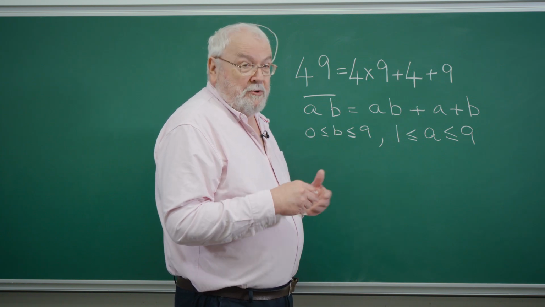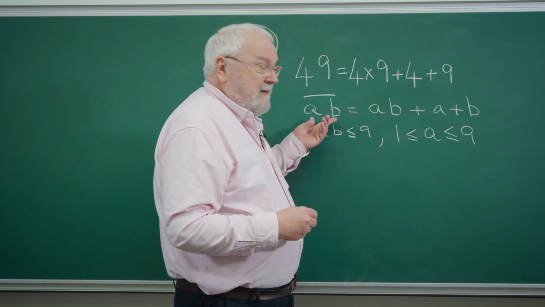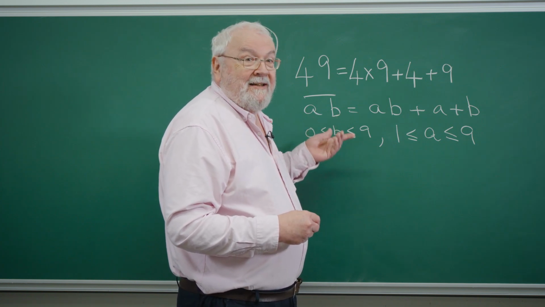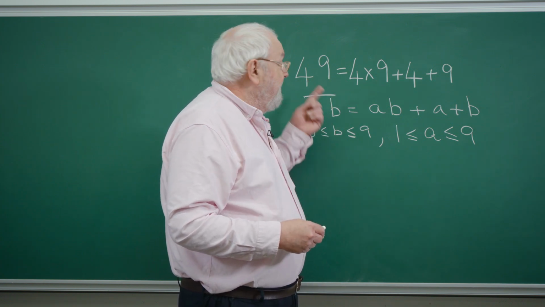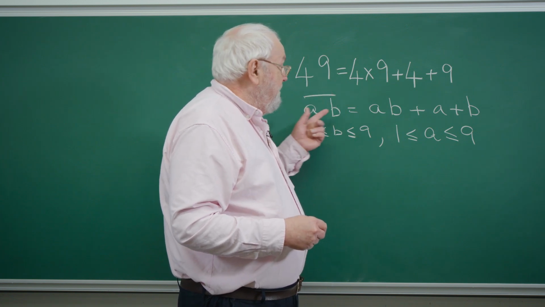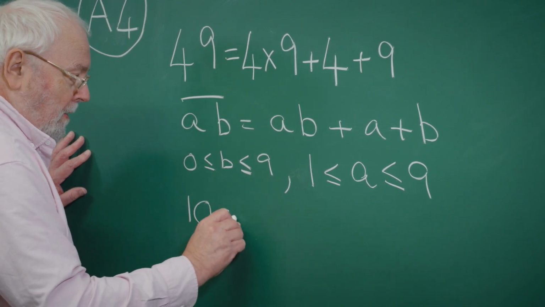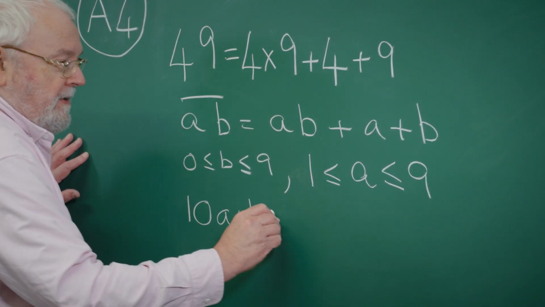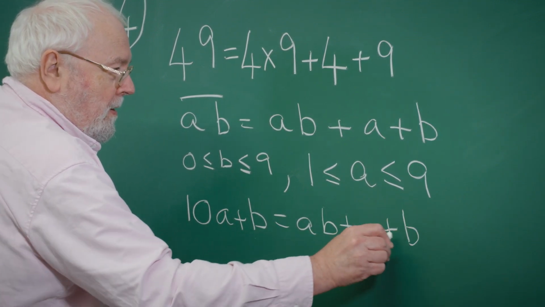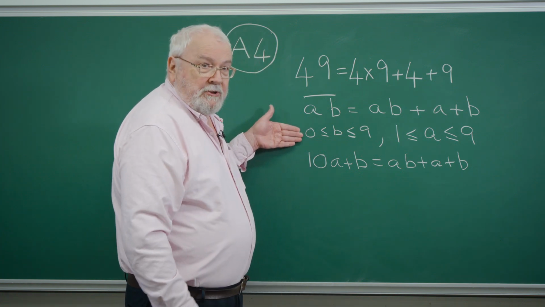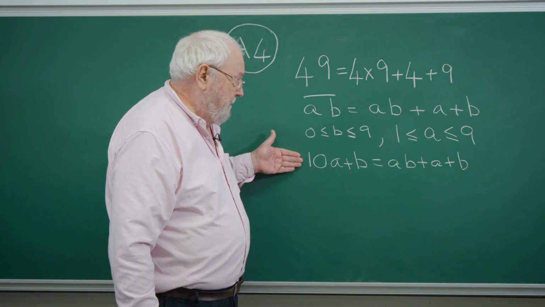Now, we have to do some algebra and investigate when this can be true. Well, how do we change this AB with a line over it into something we can understand? Well, 49 is really 4 times 10 plus 9. AB with a line over it is really 10 times A plus B. And on the other side of the equation, we'll keep it the same. So, subject to these restrictions on A and B, we want to know what are the solutions of this equation.